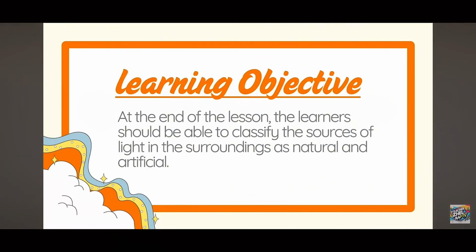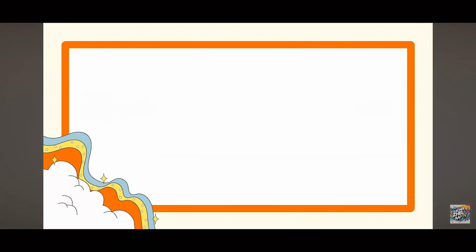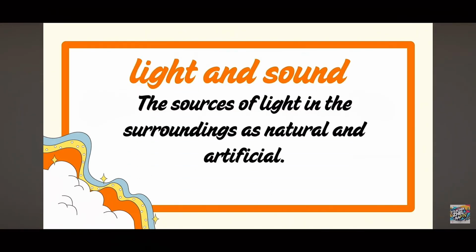Learning objective. At the end of the lesson, the learner should be able to classify the sources of light in the surroundings as natural and artificial. Today, we're going to study about light and sound, the sources of light in the surroundings as natural and artificial.